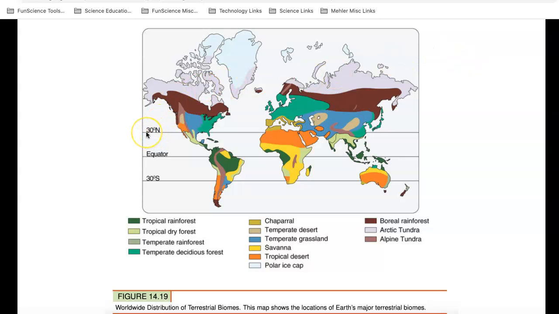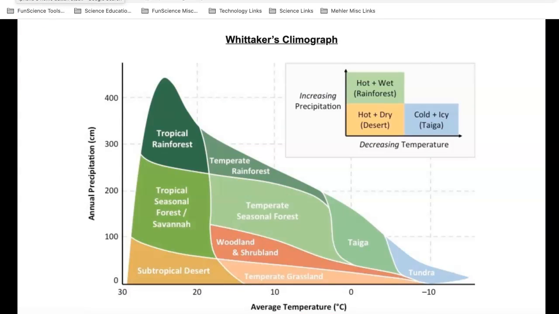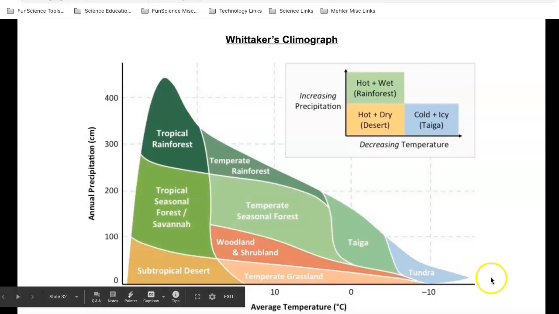Notice our lines of latitude here, 30 degrees north, 30 degrees south, and the equator cuts right through. And just because you're at the equator, it doesn't mean that you'll always have a lush tropical rainforest, as we can see. This is a very important diagram called Whittaker's climograph, or sometimes it's referred to as the biome chart. And what it's showing you at the bottom is the average temperature. Really cold over here, really warm here. And what we have on the y-axis is the annual precipitation.